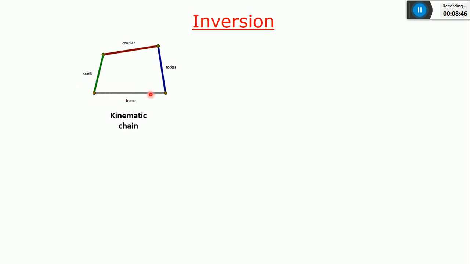Link 1 or kinematic element 1 is the frame. I'll give the naming as frame. The second link is a crank. The third one is a coupler. The fourth one is a rocker. 4 kinematic links, and they make 4 joints between frame and crank. There is one joint, this is one more, one more, one more. 4 links, 4 joints, and 4 kinematic pairs.